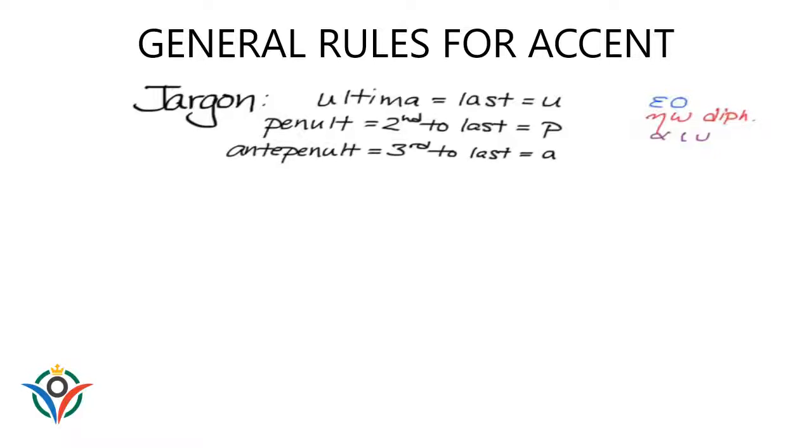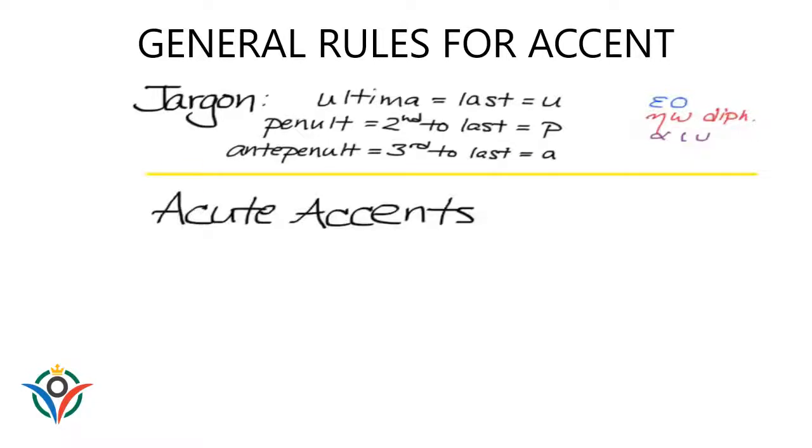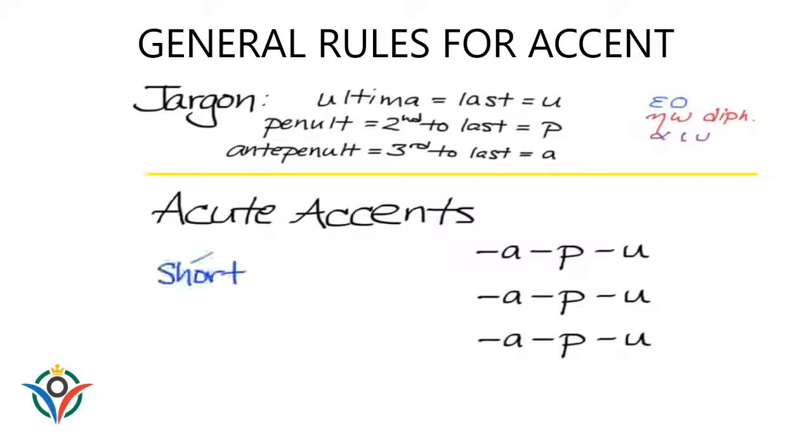If a word is longer than 3 syllables, you'll only be working with the last 3 syllables when figuring out about accents. Acute accents can be over short vowels or long, and they can appear over the ultima, the penult, and the antepenult, any of the last 3 syllables.